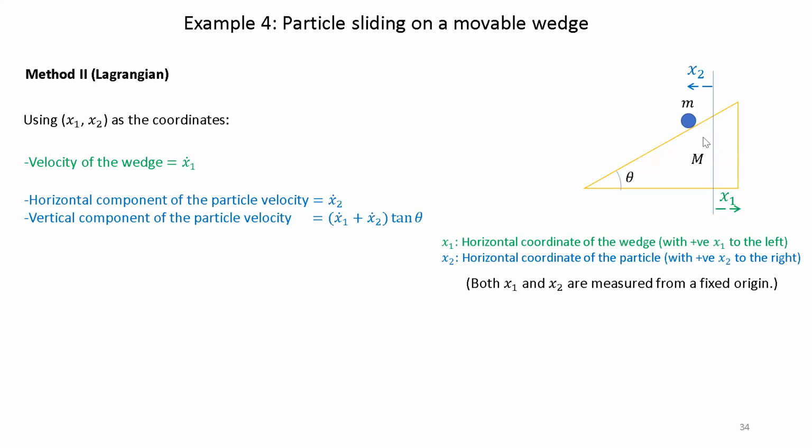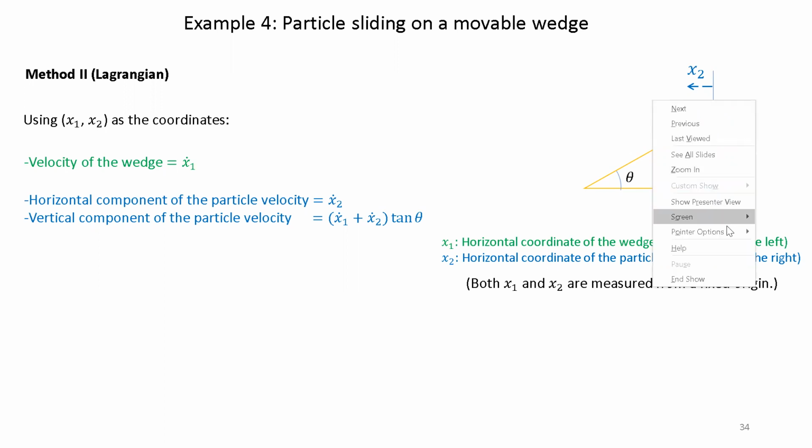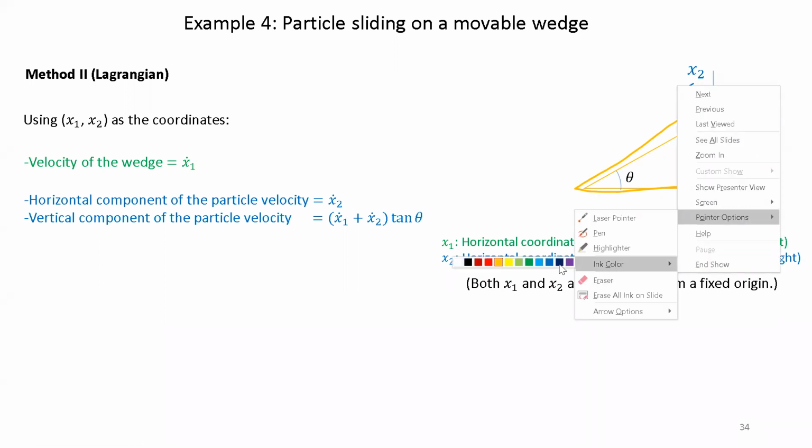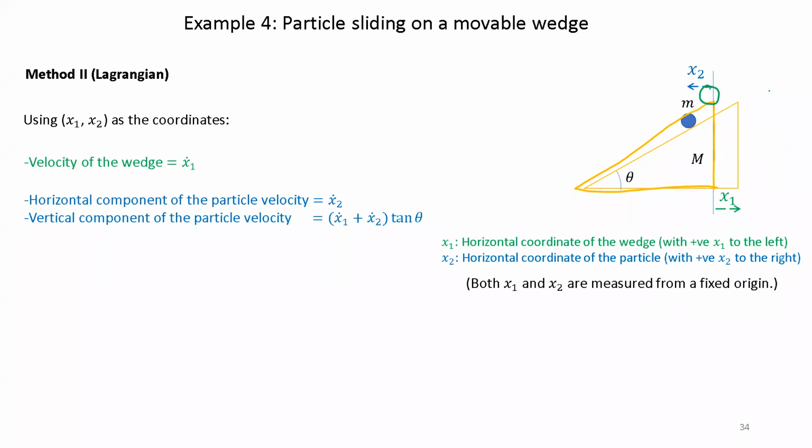Now you can see how I define the two generalized coordinates. In the beginning, let's say the particle and the wedge are both along this line. Initially, the wedge is over here, along this line, and initially the particle is right over here. So I set this line as my reference, and then define my x1 and x2.